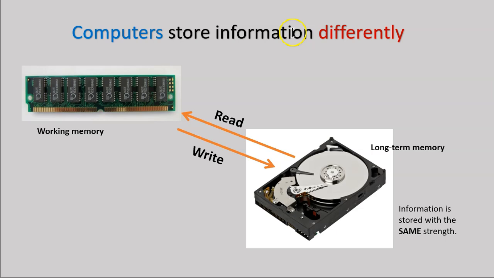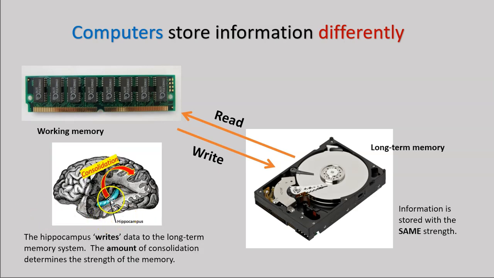Now, computers store information differently from brains. Here's the hard drive of the computer. Here's the RAM. We'll associate that with the working memory system. When we're working on a document and we click Save, the computer is writing the data to the hard drive. But importantly, all that information is stored with the same strength. And incidentally, when we open up a document, the computer is going to read the data from the hard drive and then display it on our monitor. But the important point here is that unlike brains, computers store information with the same strength. That's not true for brains.